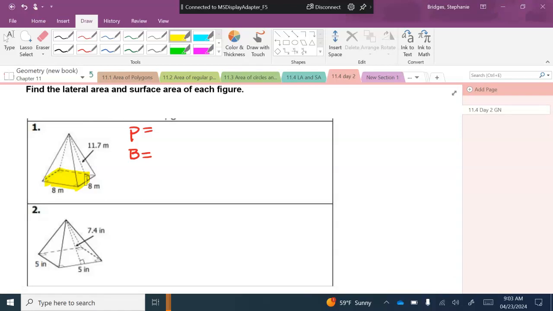Find the perimeter of your square and then find the area of your square. That's what I need you to do first. Again, we're focused on this square right here. How many sides does a square have? Kingsley, how many sides does a square have? 4. And all of them are going to be, what's the length? 8. So add 8 four times. That gives you the perimeter.